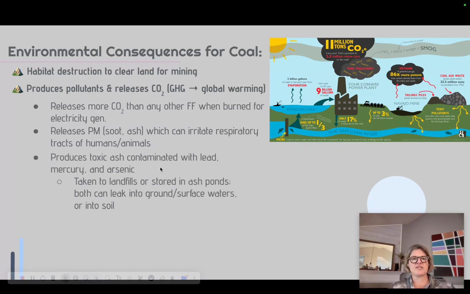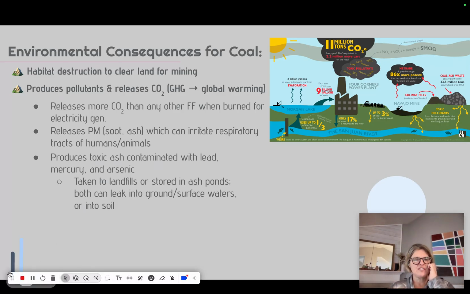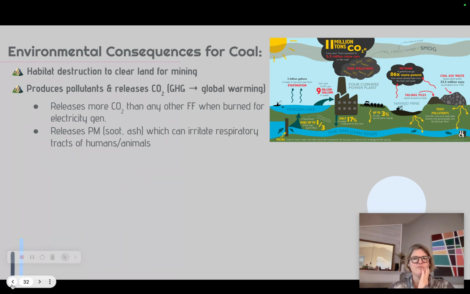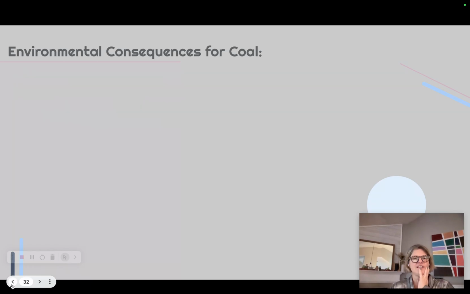It also produces toxic ash. I mentioned that there were these ash pits that, if we looked at this last picture, let's see if we can get back there really quickly. Not letting me. Let me go back to the previous slide. Oh Lord, I got to do all this.